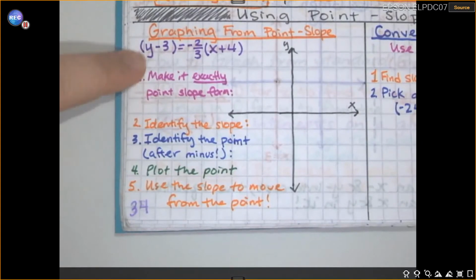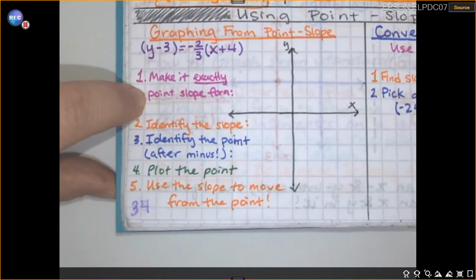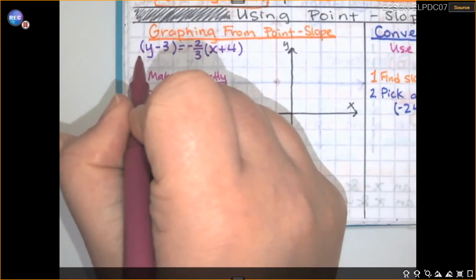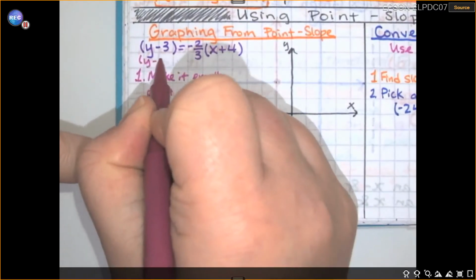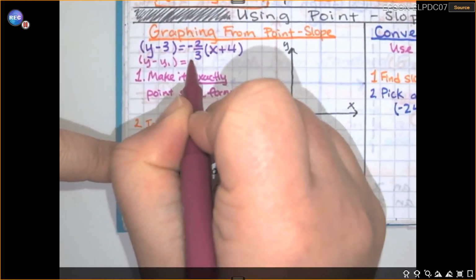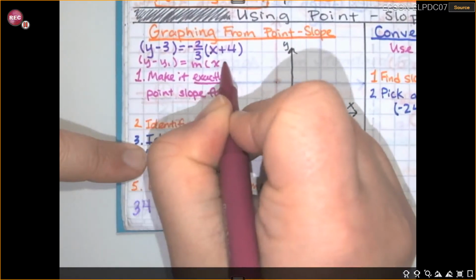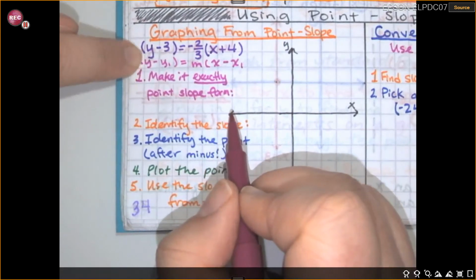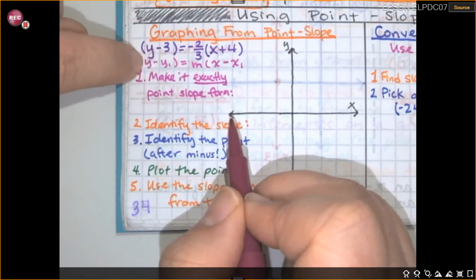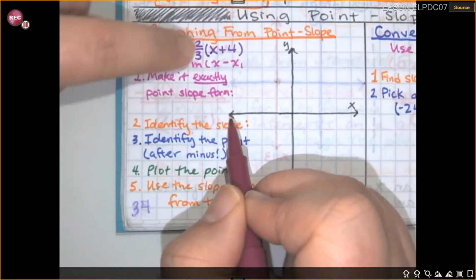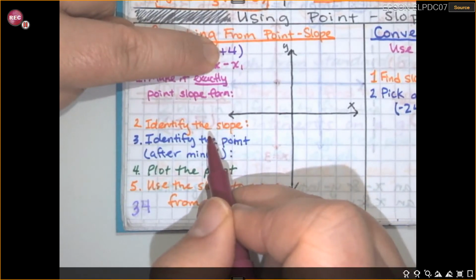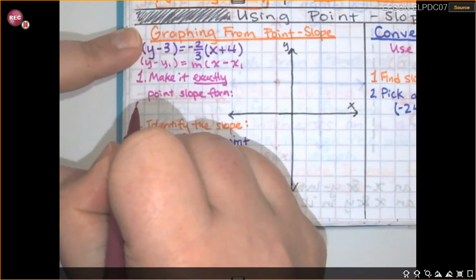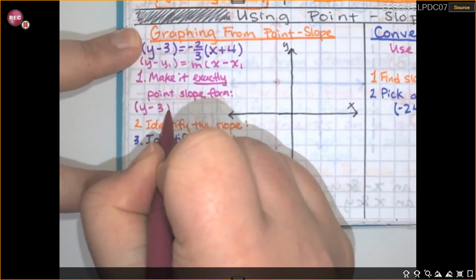So the first thing it says is make it exactly point slope form. So what that means, remember, point slope form is in the form of y minus y sub 1 equals m parentheses x minus x sub 1. So here, this is fine. It's in the form of minus y sub 1, but this has a plus sign, and that is not part of the form. So we need to rewrite this to be y minus 3, that's fine.